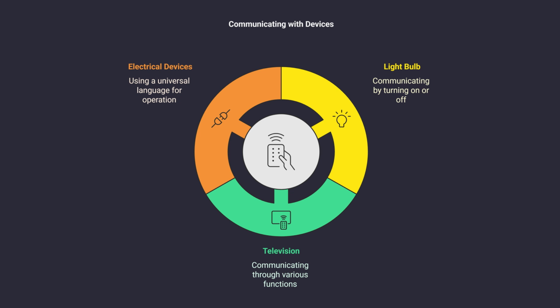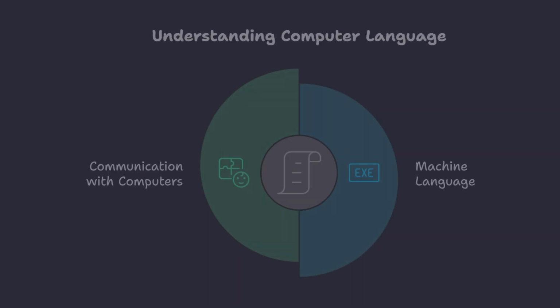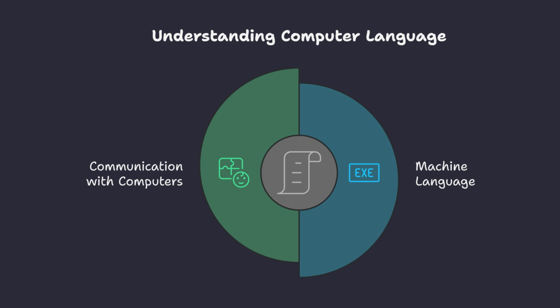Similarly, a TV has a number of functionalities. If you want to communicate with the TV, meaning what you want to do with it: turn it on, off, play something, volume up, volume down, we have a language for the TV. Similar to other electronic devices, a computer has its own language also.